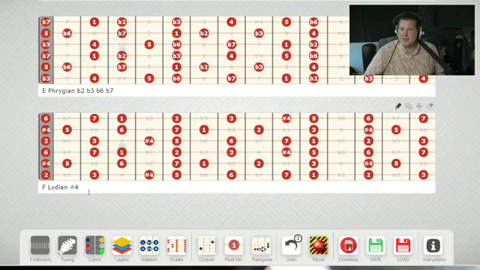Okay, everything else is going to be the same. It's going to have the same characteristics as major, but that sharpened 4th is very distinct. And there's lots of melodies that use this. If you think of The Simpsons, it's got that. But I'll play through some motif, if you like, some theme with that sharpened 4th.